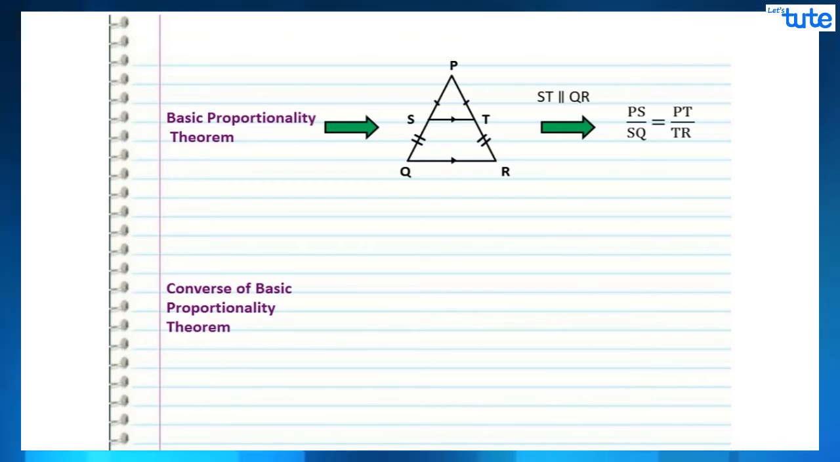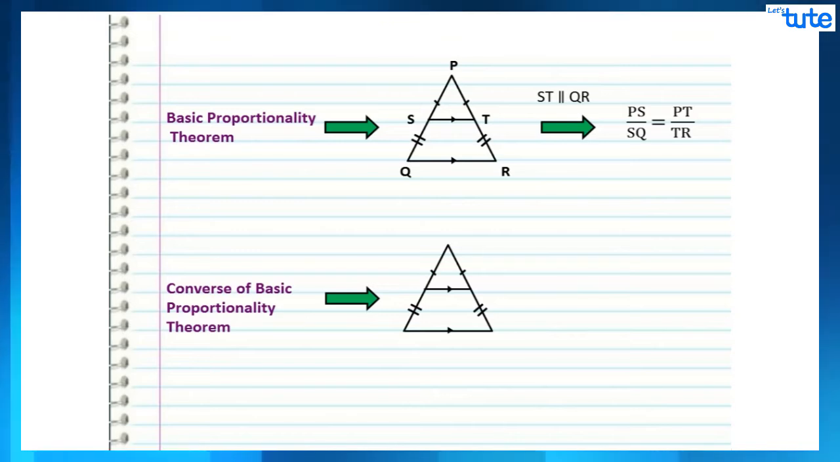Now, the converse. It states that if a line divides any two sides of a triangle in the same ratio, then the line is parallel to the third side. So, for example, in triangle PQR, if PS upon SQ equals to PT upon TR, then ST is parallel to QR.